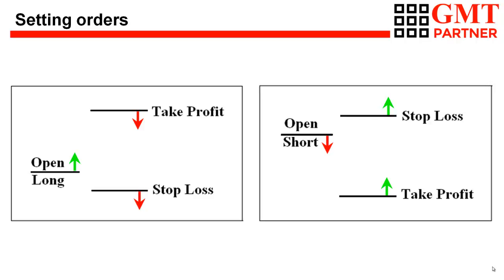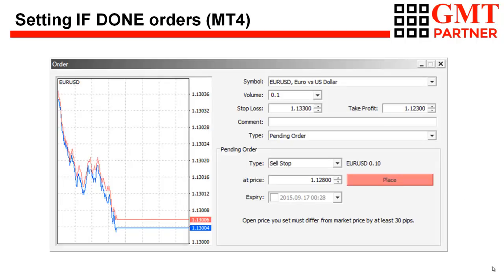Accordingly, the two conditional orders used for closing a trade will be of the one-cancels-the-other, or OCO, type. The status of those orders will be active upon execution of the conditional order. It is quite a simple task to place all necessary orders in the MT4 platform.